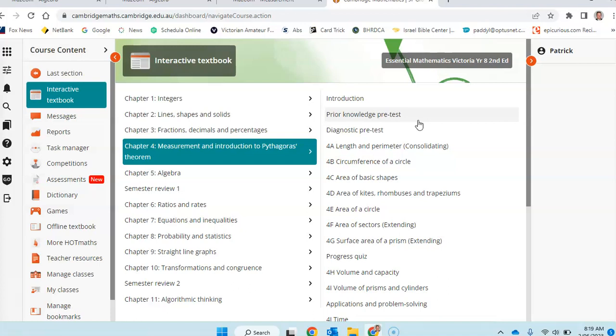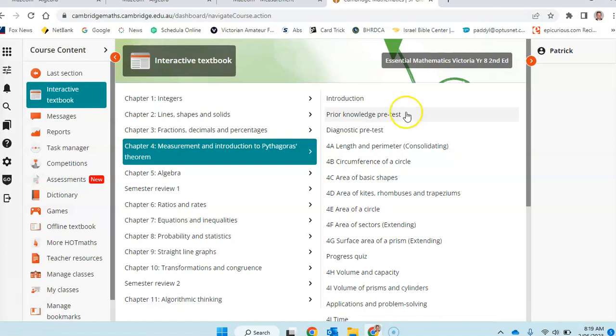You can be basically in charge of what you're going to do, not just the set work, but you might want to look at some more advanced work, or you may just want to do more practice on the things that you're not sure of. So let's have a look at these tests.